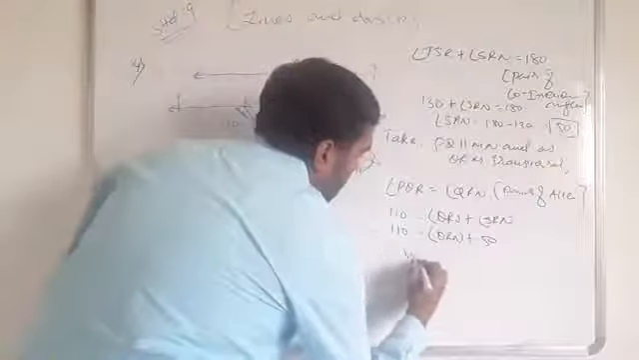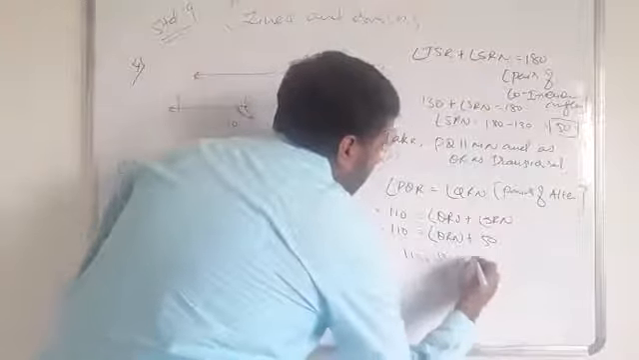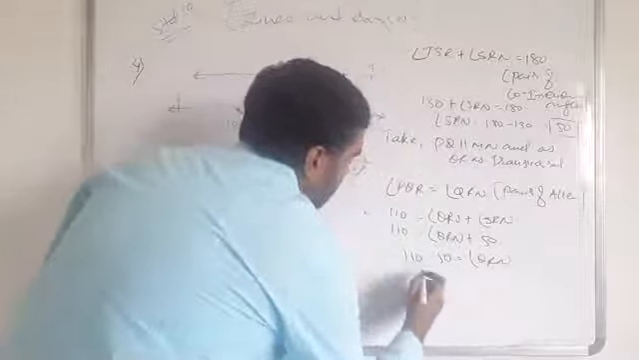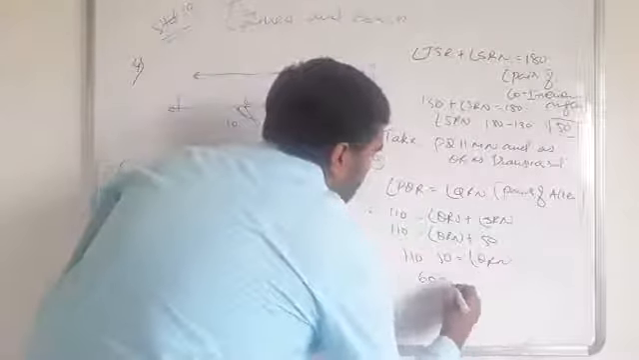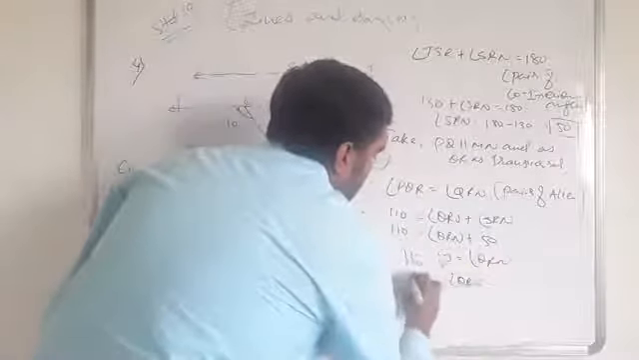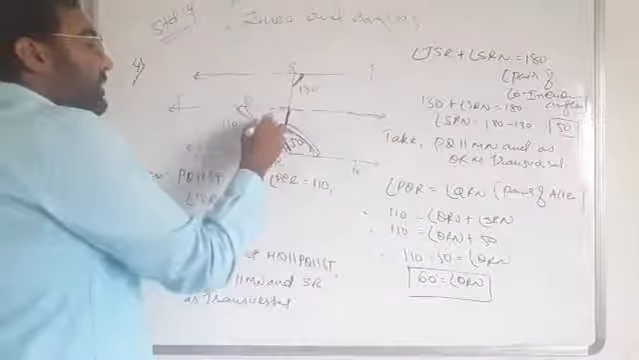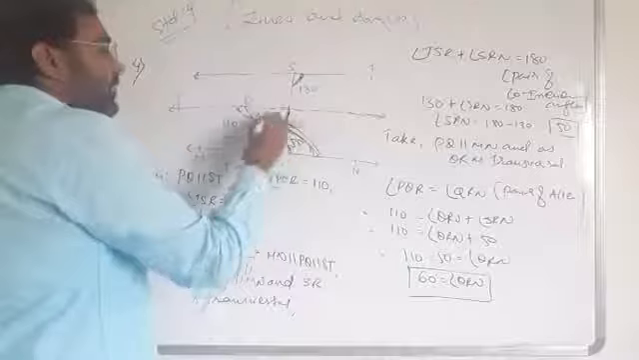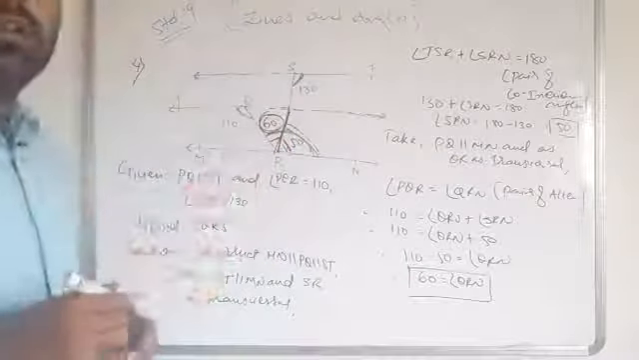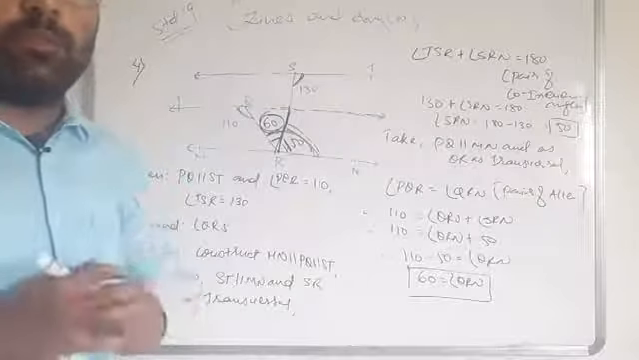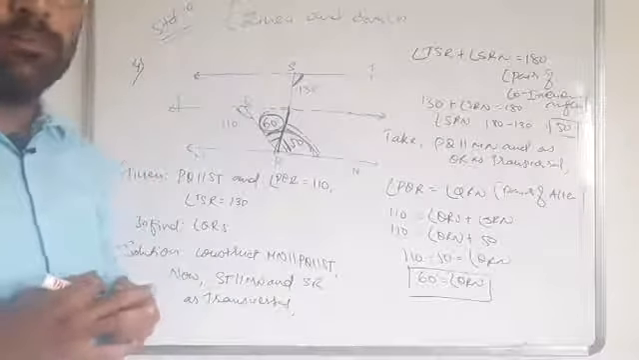Therefore 110 minus 50 degrees is equal to QRS. So 110 minus 50, that is 60 degrees, is equal to QRS. So my angle QRS, this middle angle, is equal to 60 degrees. Okay, clear?